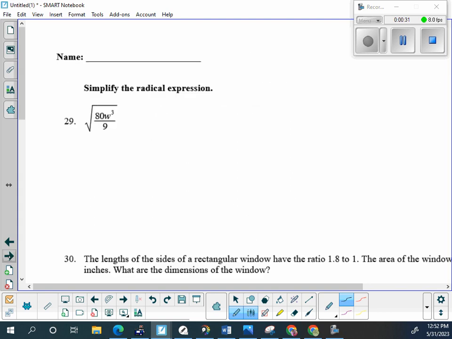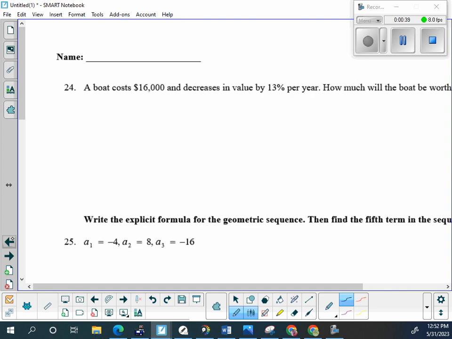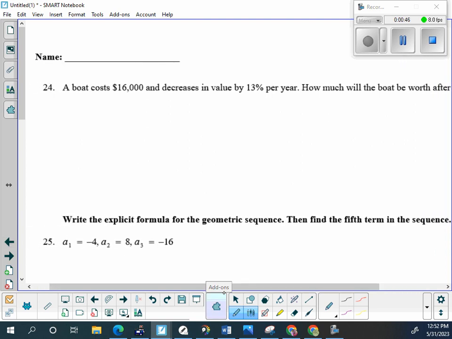Skip over all those. 24, sorry. A volt costs this much, it decreases that much. How much will the volt be worth in 12 years? So you're going to use the amount is what you start with. Your amount that it costs, what you start with, we'll call it P. We're going to do 1 minus R as a decimal and raise it to the year power.